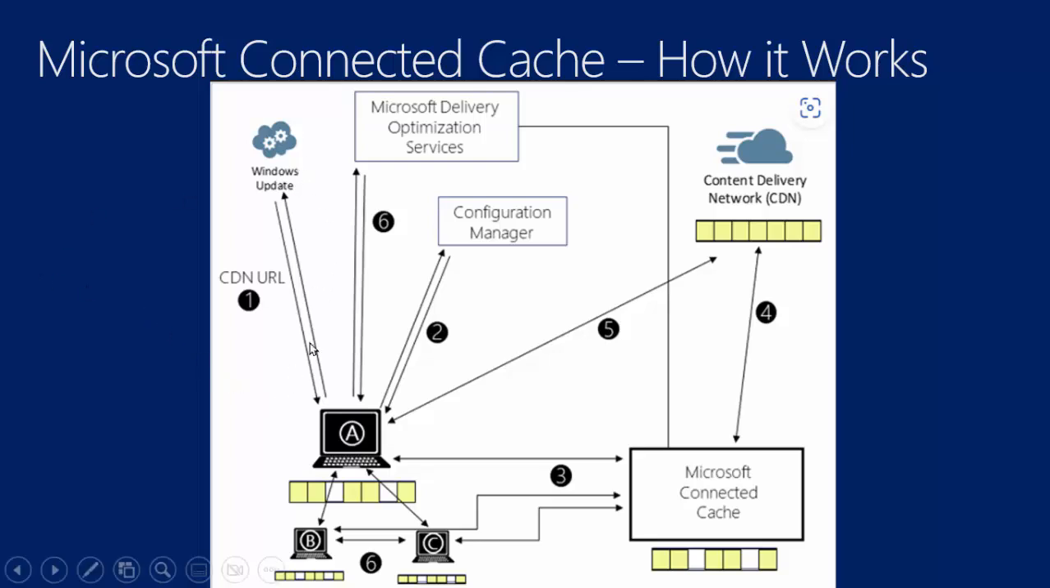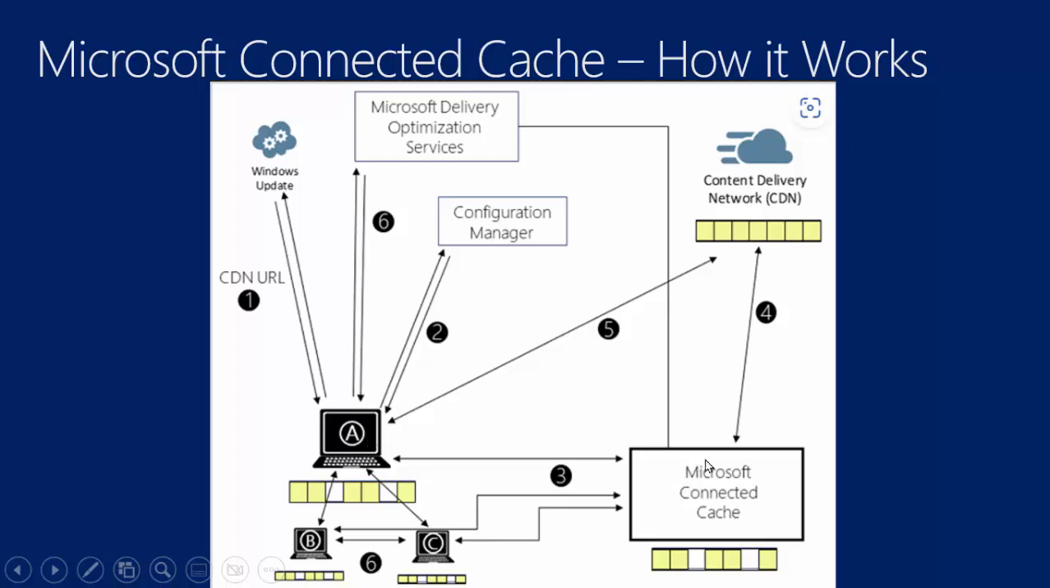And so we're going to go out and get our content for Windows updates. So that's number 1. Number 2, we're going to go out and make sure we have the CDN. And then the client is going to check if the cache server already has the information that they can use.